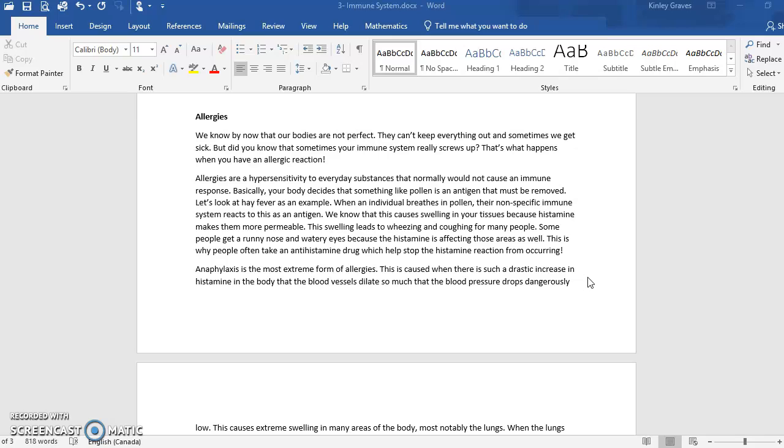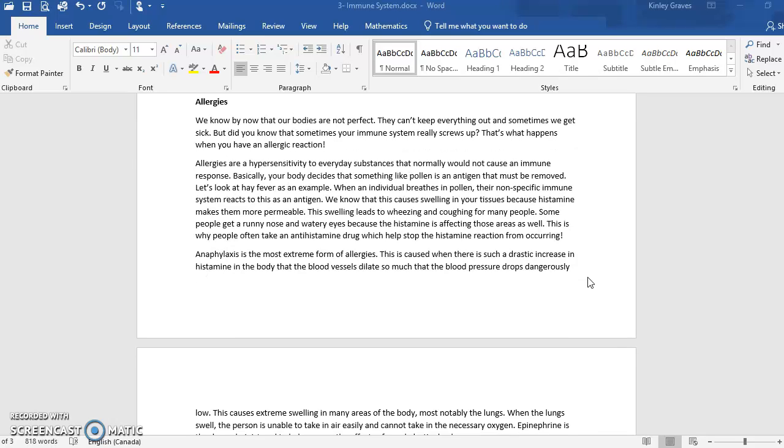So an antihistamine would work against or prohibit the histamine from making those cells so permeable.